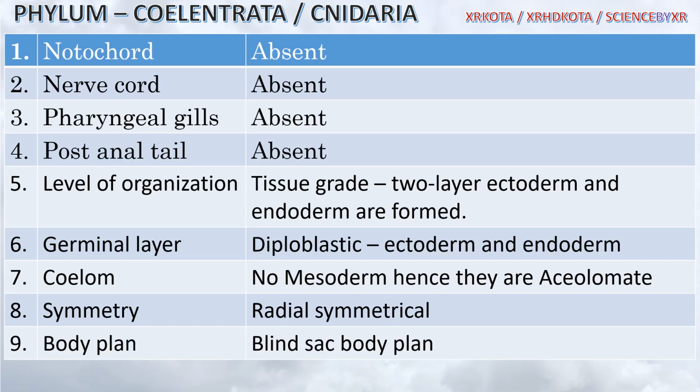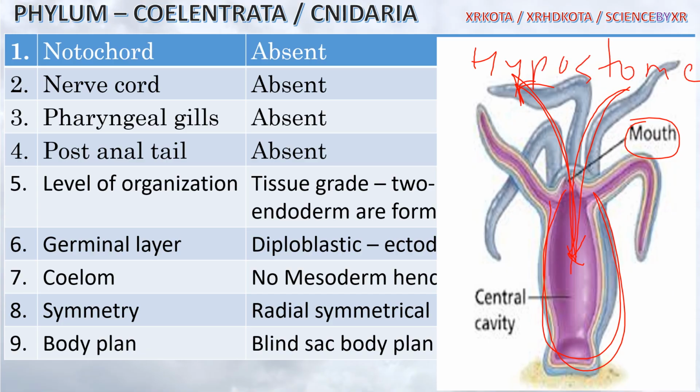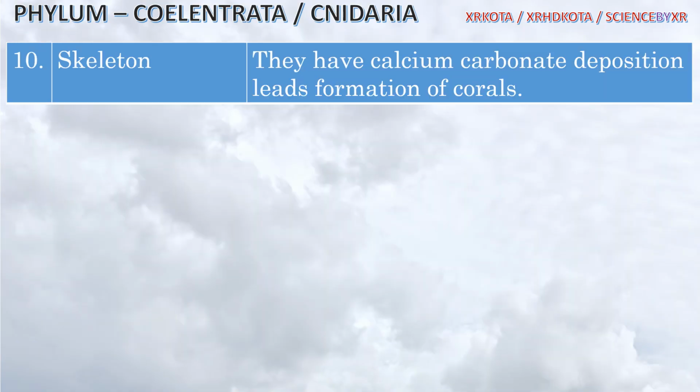Body plan is blind sac. Now what is meant by blind sac? That is, they have one cavity in which the food is taken, and the waste is thrown out from the same opening. So it is acting as a sac. Suppose we are filling wheat and removing wheat in a sac, both things can be done from the same place. And this is not known as mouth, but it is known as hypostome. Okay, skeleton. As such, they don't have a skeleton, but calcium carbonate deposition is there. Because of that, they form corals.